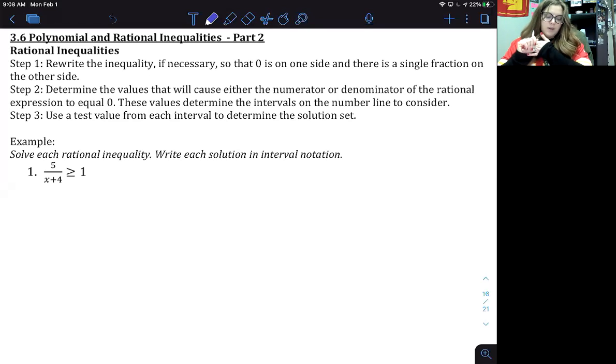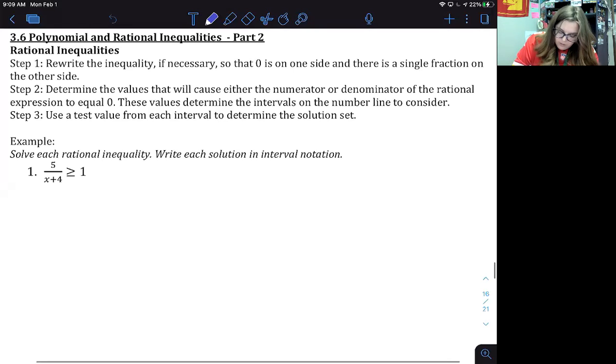All right, so today we're going to be looking at 3.6 part 2. Last unit we looked at polynomial inequalities, and now we're going to look at rational inequalities. So remember, the first thing we always want to do is rewrite the inequality if necessary, so that 0 is on one side and there's a single fraction on the other. So looking at this first example, 5 divided by x plus 4 is greater than or equal to 1.